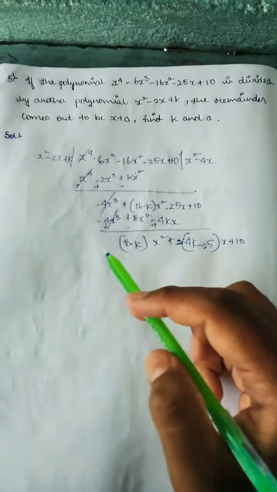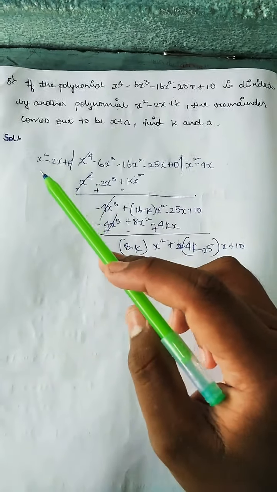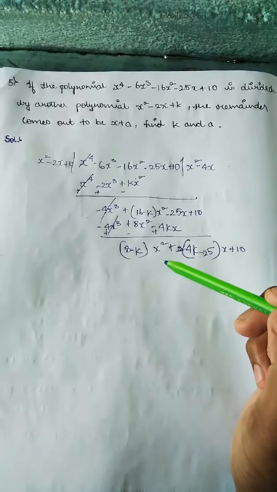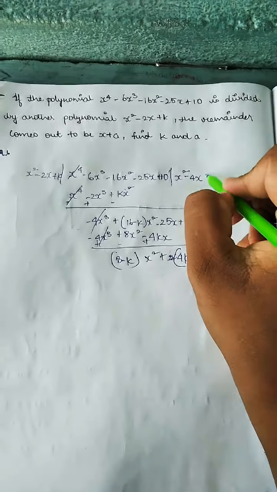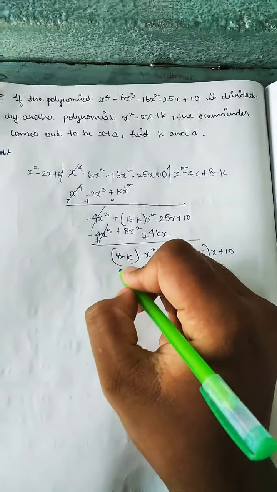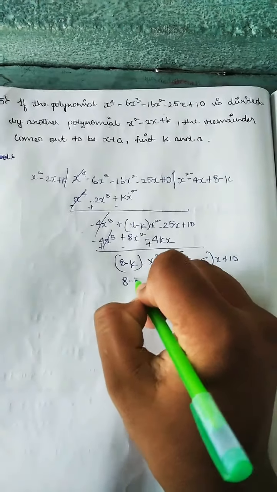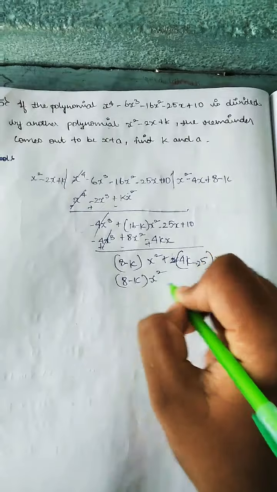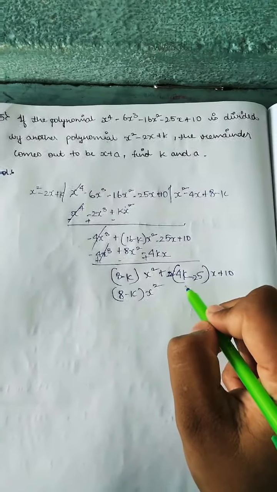So next, if we multiply with what? With x square we will get 8 minus k. So if we multiply with plus 8 minus k, we will get (8 minus k)x whole square, 8 minus k of x square. So next 4k minus 25.